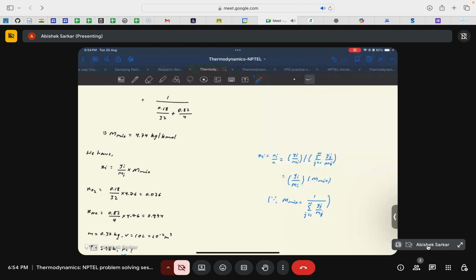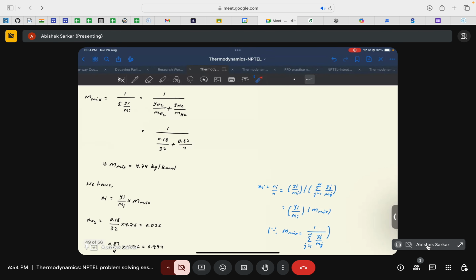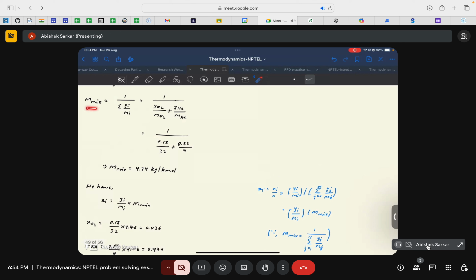Since we know that m mix is equal to 1 by summation of yi by mi, from that we can write xi to be equal to yi by mi times m mix. Because it is basically yi by mi times 1 by summation of yj by mj, and this is equal to m mix, right? So we can write xi is equal to yi by mi times m mix.